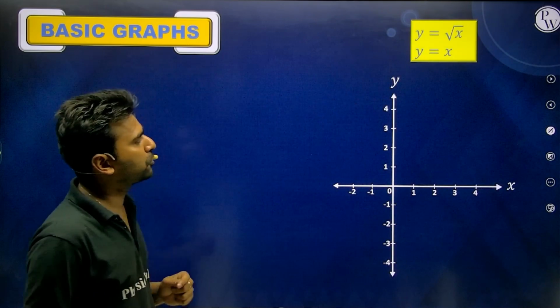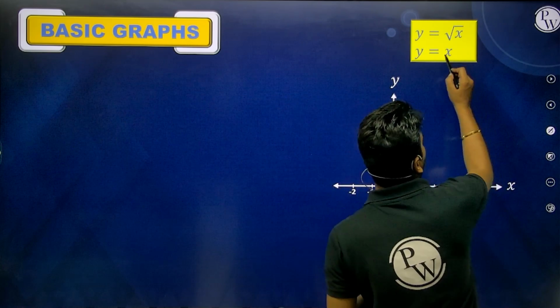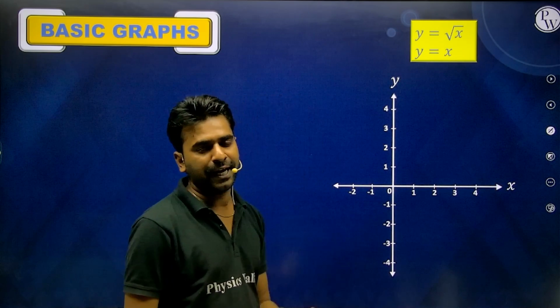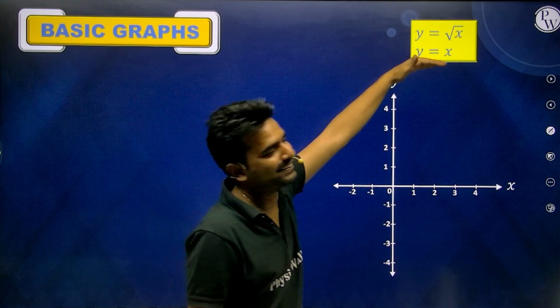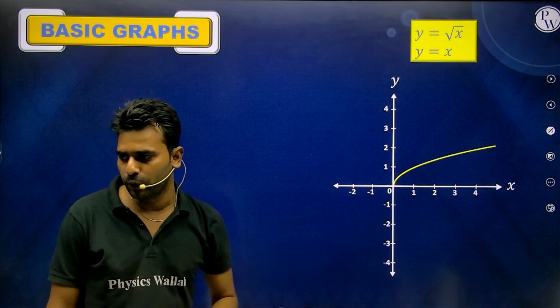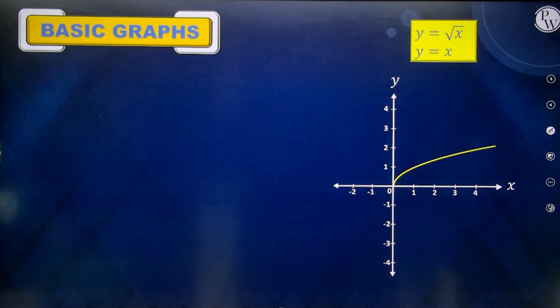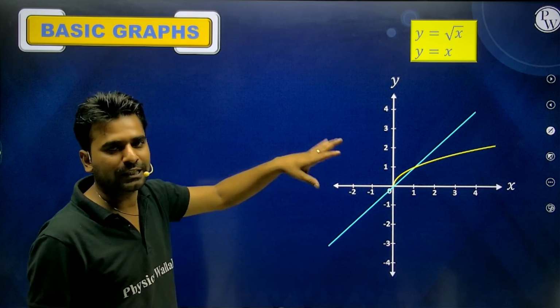Number 2, if you want to draw these two graphs, y equal to root x and y equal to x. Y equal to x, I hope you are aware, is a straight line passing through the origin having a slope. How much? 1, isn't it? And you know obviously how to draw the y equal to root x graph. Yes kids, easy graphs.